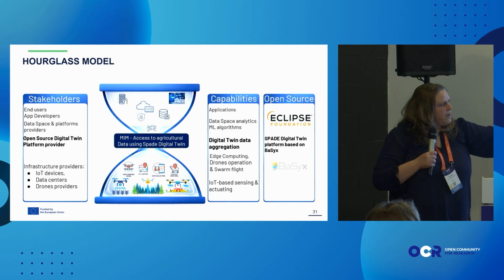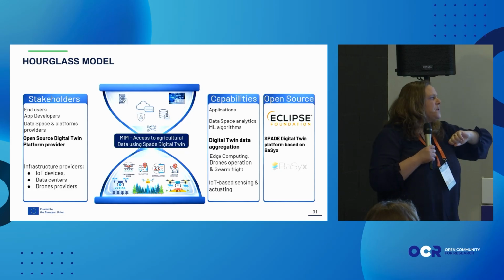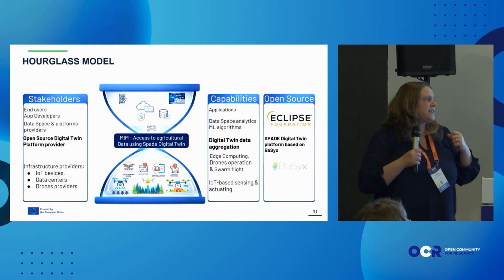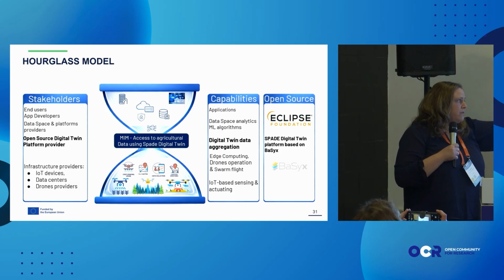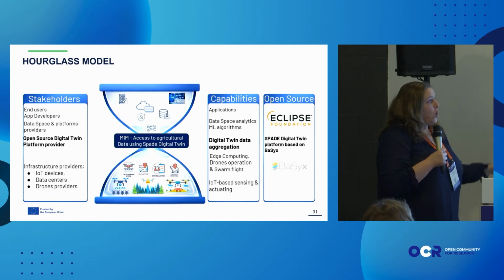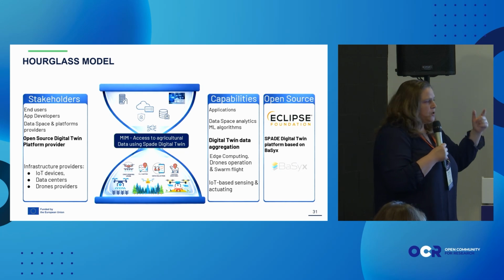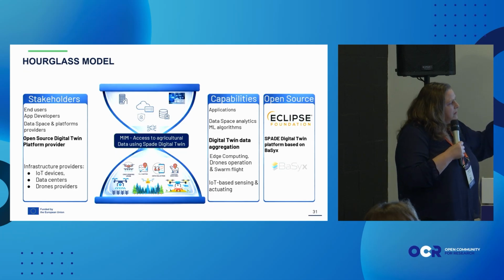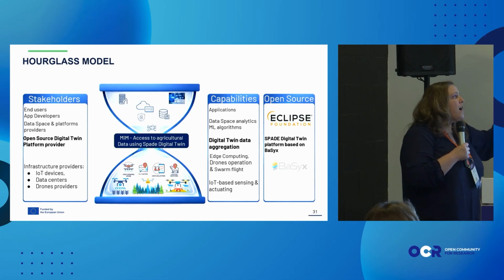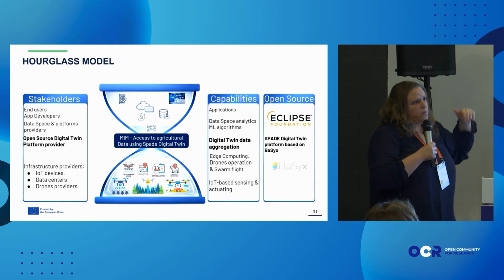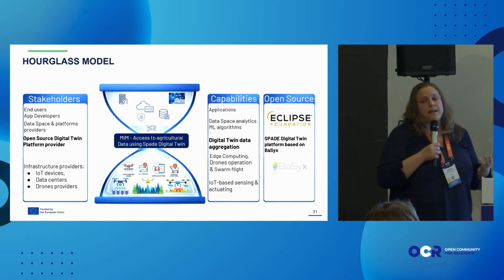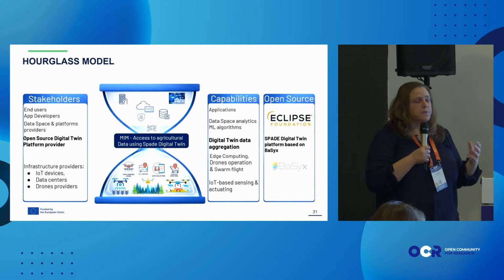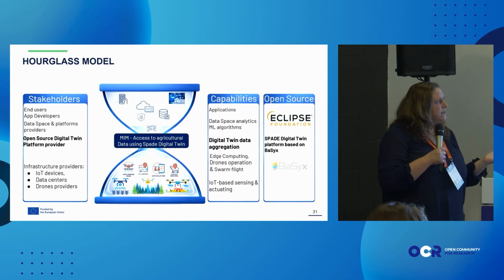In the middle, we have the minimum interoperability mechanism, which is the access to agricultural data using the SPADE digital twin. So we have the stakeholders, the open source digital twin platform provider, and also the capabilities of the digital twin data aggregation, which is important. On top of the open source digital twin platform providers, we have the end users, app developers, data space and platforms providers, and if we go to the bottom, we have the infrastructure providers, the ones that build and design the drones, IoT devices, depending on the application, sensors, etc.